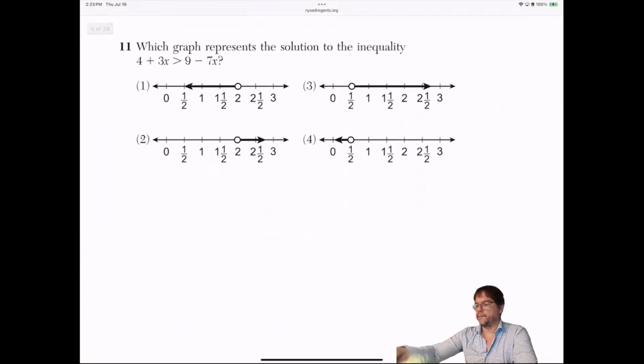Okay, check the number 11 and see if you are capable to do it. If not, we do it together.